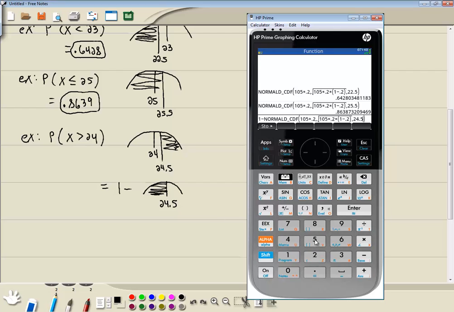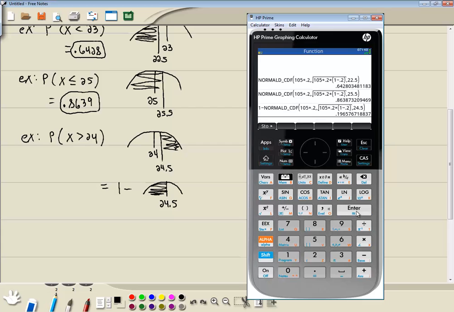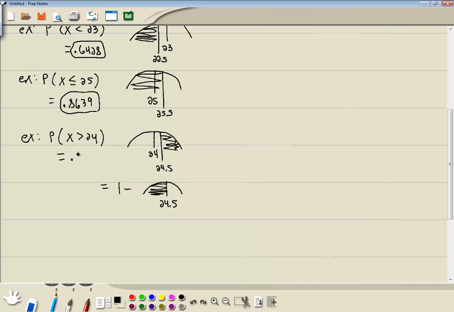And then I'll press enter. I made these numbers up. I'm surprised I haven't come up with any real bizarre values yet, but we'll see. 0.1966, rounded to 4 decimal places.